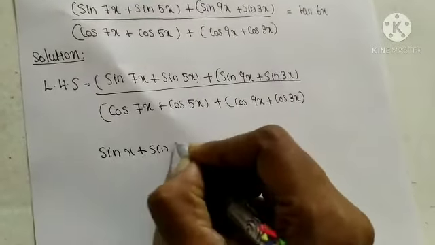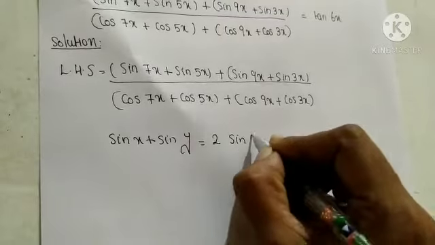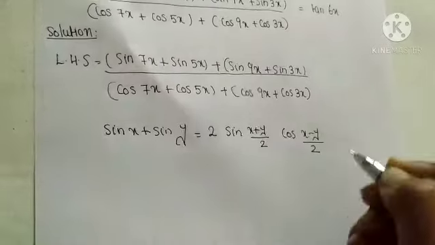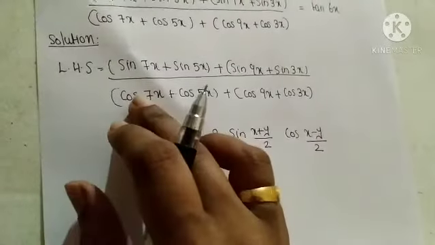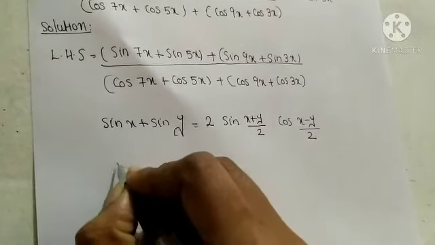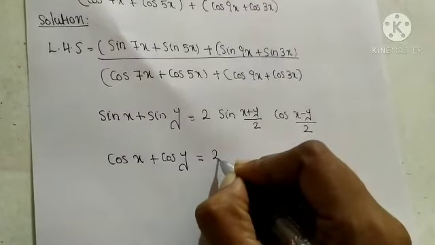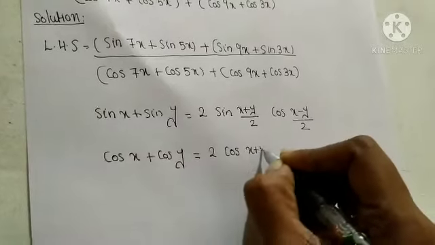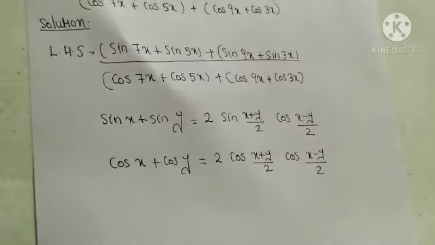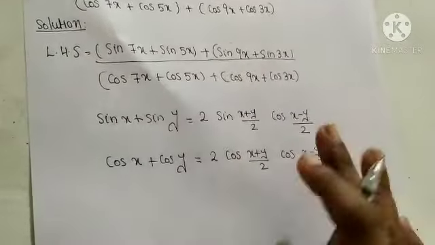And what is the formula? Sin x plus sin y equals 2 sin (x plus y) by 2 into cos (x minus y) by 2. Right? And if you observe the denominator, this is also the same as one of the identities, that is cos x plus cos y, and this is equal to 2 cos (x plus y) by 2 into cos (x minus y) by 2. So next I am going to use these two formulas in the numerator and denominator.